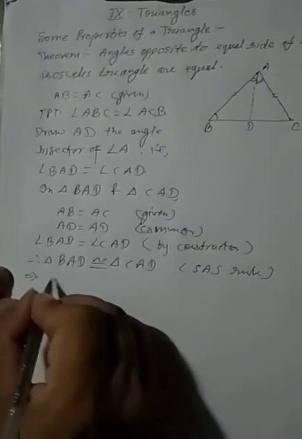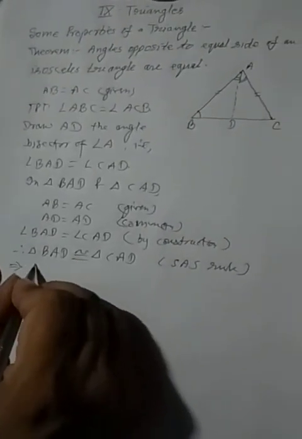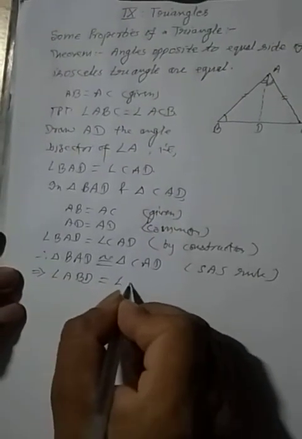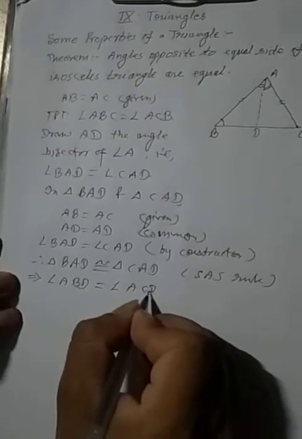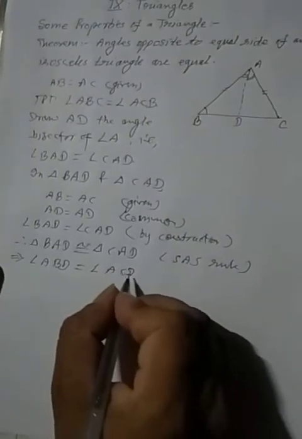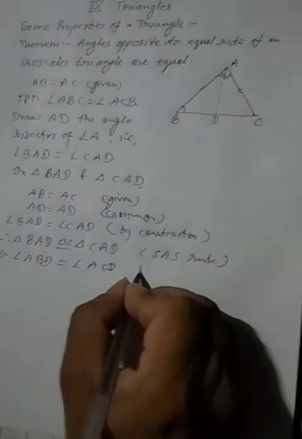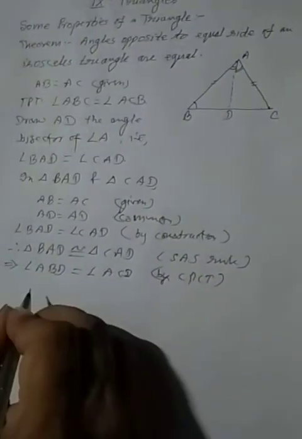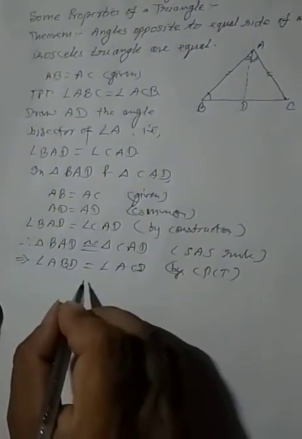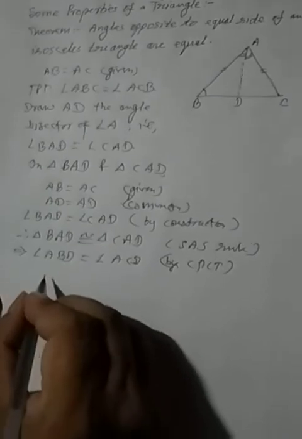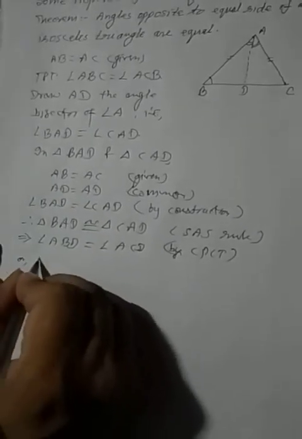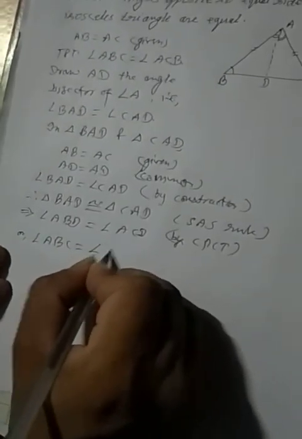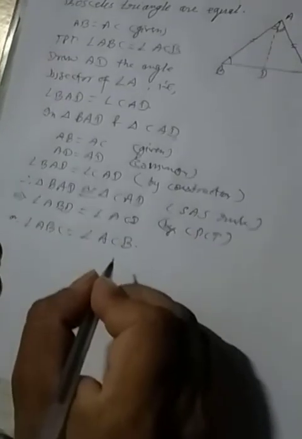This implies that angle ABD is equal to angle ACD. And this is by CPCT. So hence we can write this as angle ABC is equal to angle ACB. Hence proved.